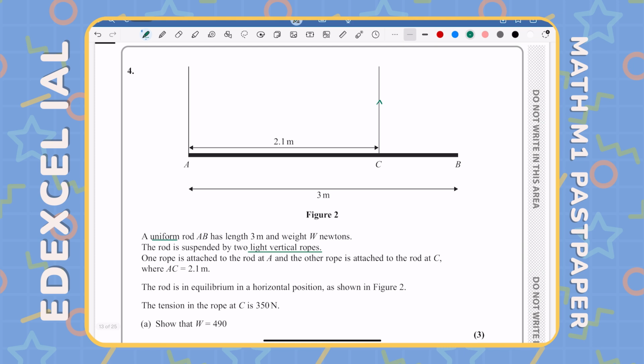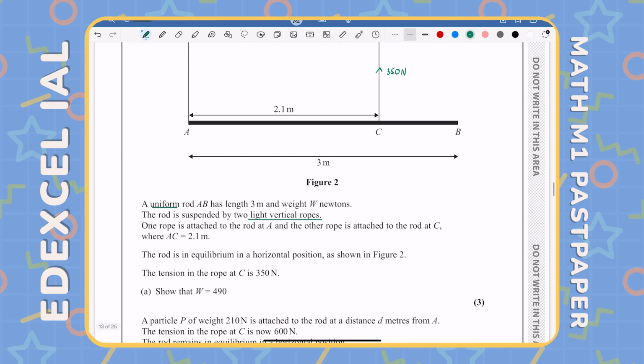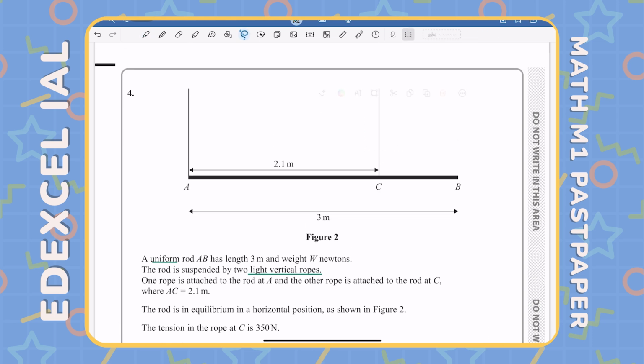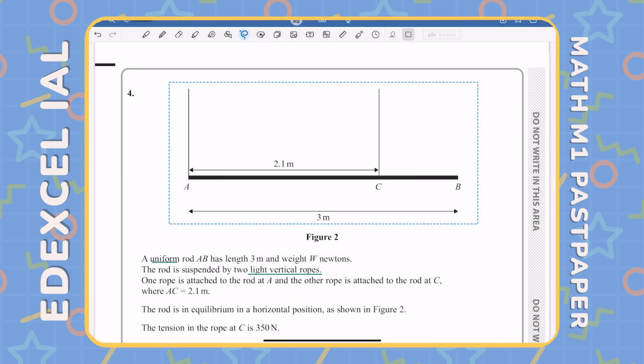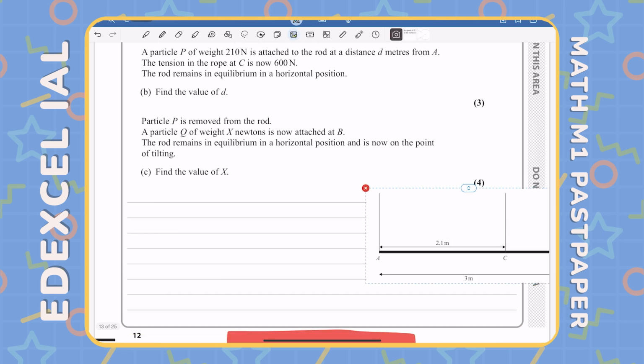So let's mark that. Tension, as we know, acts away from the object always. So that's 350 newtons. Show that W is equal to, and what's W? W is basically the weight of the rod. So we need to show that it's equal to 490. Now a good idea would be, since we will probably use this for multiple parts, I'm just going to take a picture of it, and I will paste it over here.